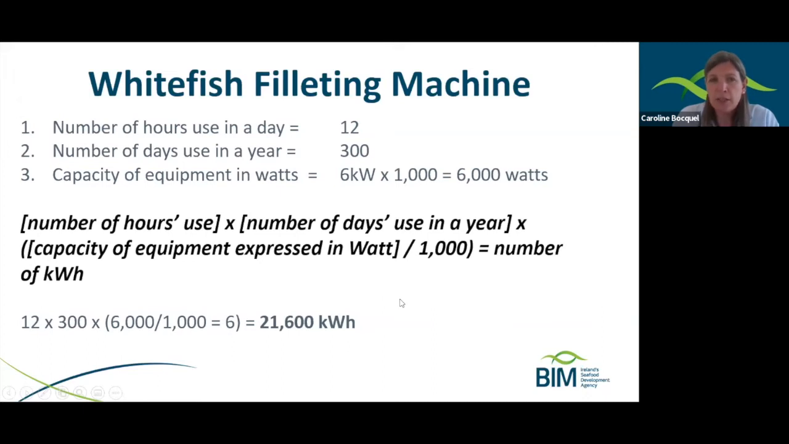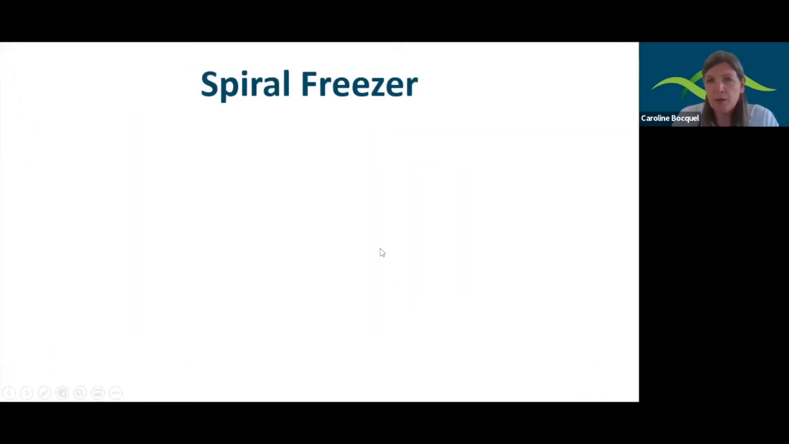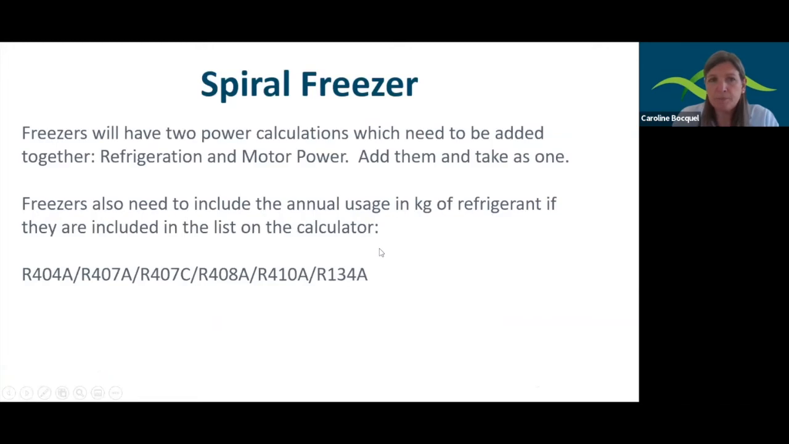We're now going to look at a slightly more complicated example of a spiral freezer. Freezers have 2 power calculations which need to be added together, refrigeration power and motor power. You add them both together.